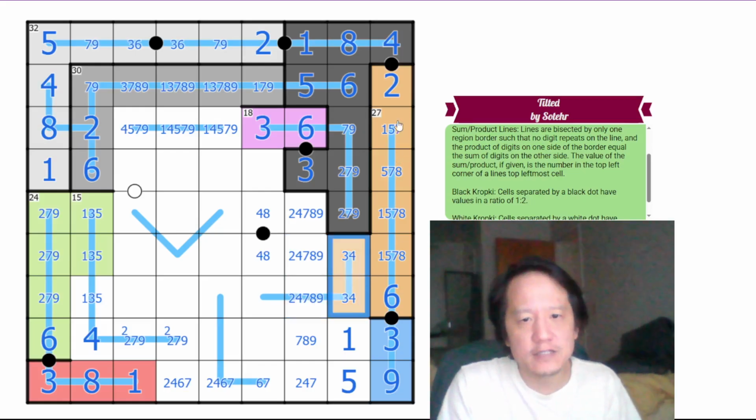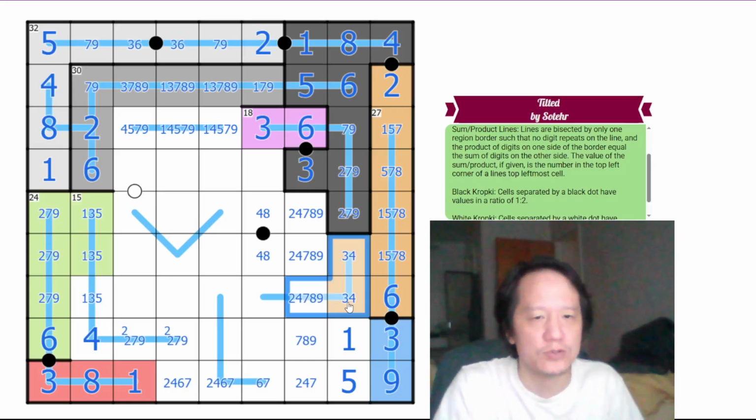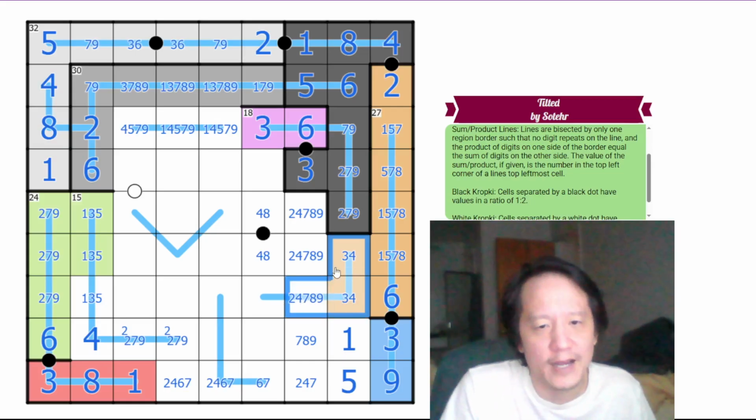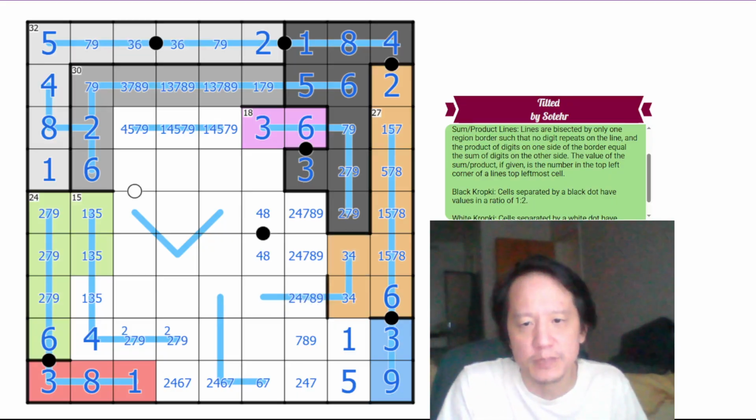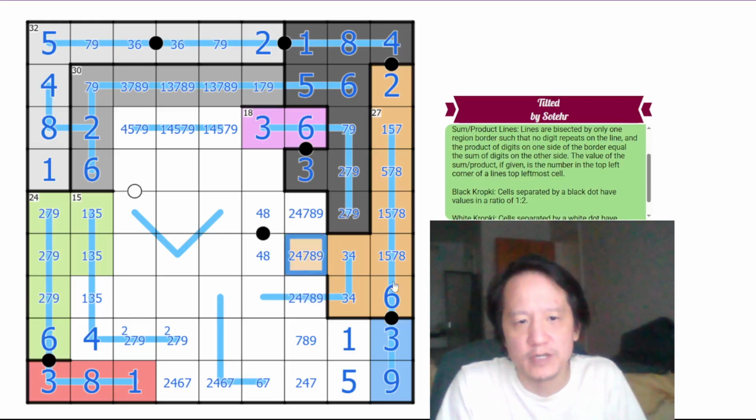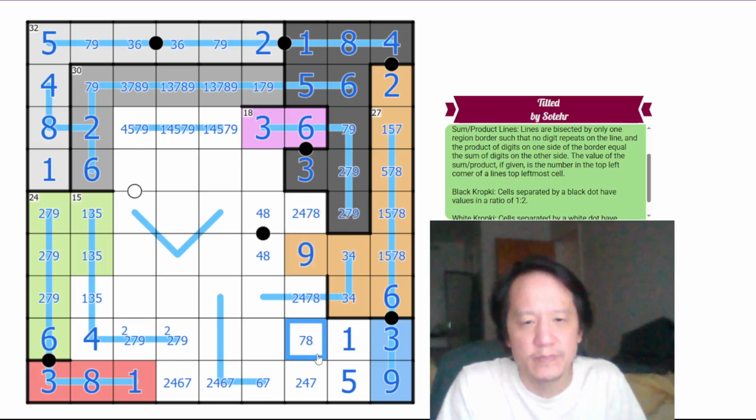Interesting. We need access to a 9 here. If this is part of the same region, for the orange region, 3, 4, and 9 can never add up to a single digit, and 3, 4, and 9 can't multiply to a single digit, so this cannot be orange. Therefore, we know this is a boundary, and this must be the last orange because it can't be here, because that's a 1. So this is orange, and it must be a 9. So this is 9, which eliminates 9 in the rest of the column.